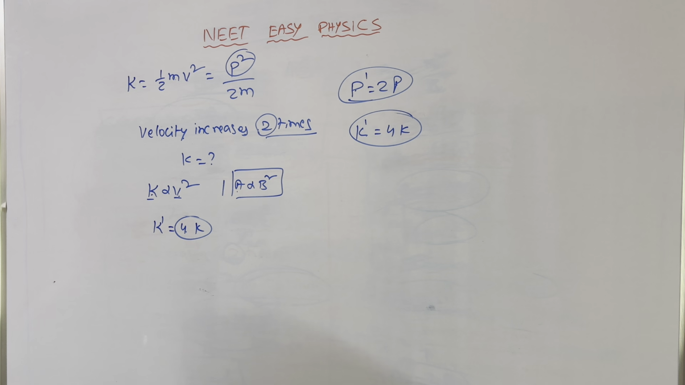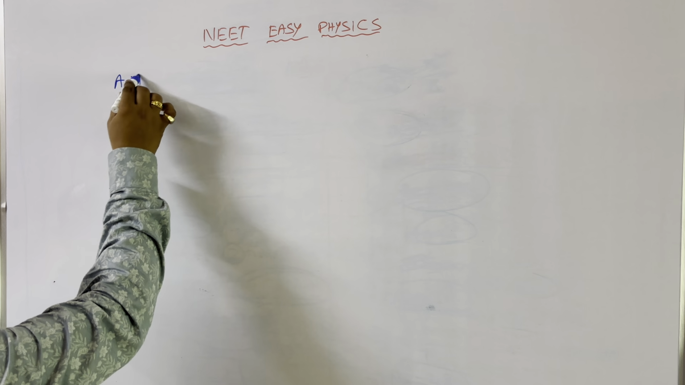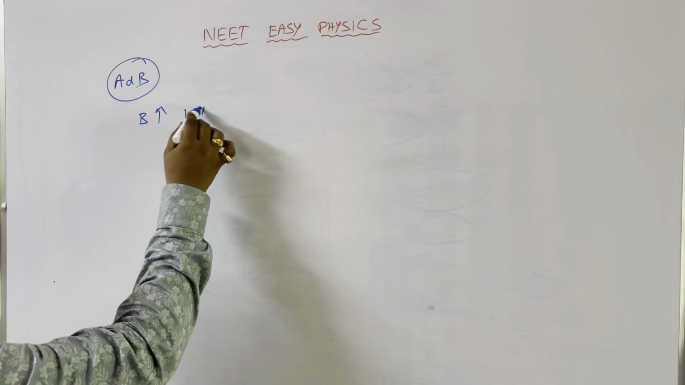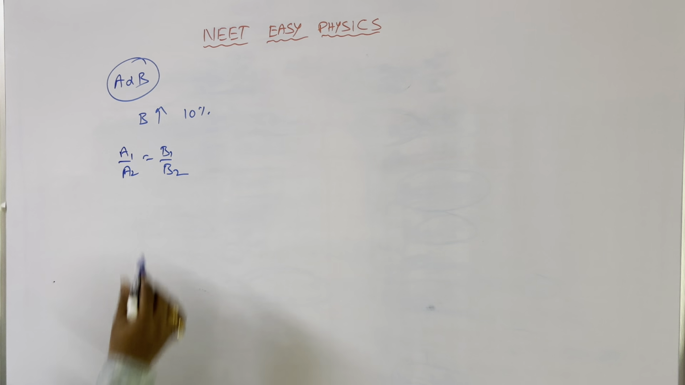Next on this you will get percentage. How to solve percentage problems? Momentum increases 50%, 10%. Then what happens to kinetic energy? They will ask. At the time, how to solve, we are going to discuss. Taking A directly proportional to B once again, B increases 10%. What happens to A, they will ask. At the time, again you will take the formula A1 by A2 is equal to B1 by B2.